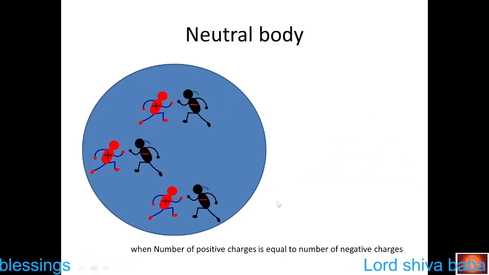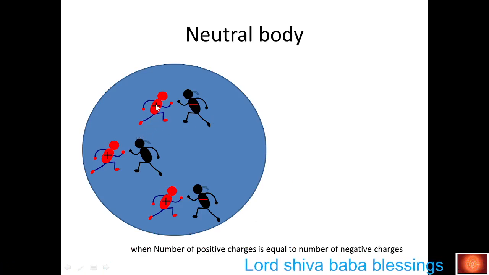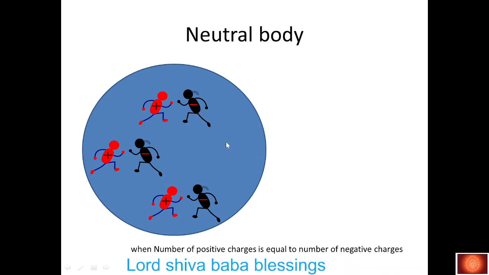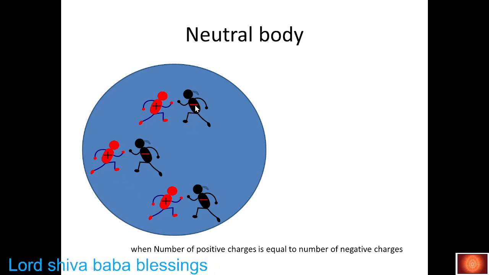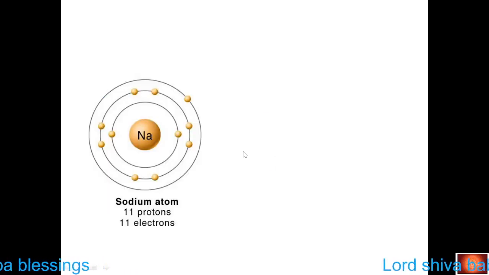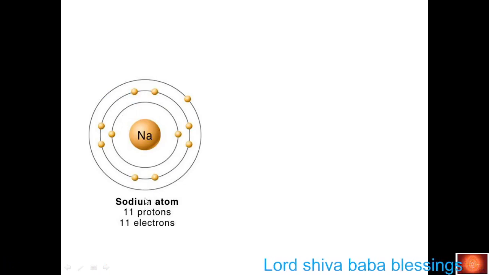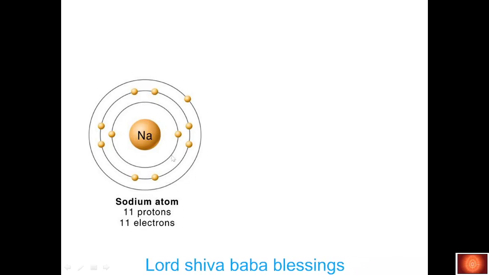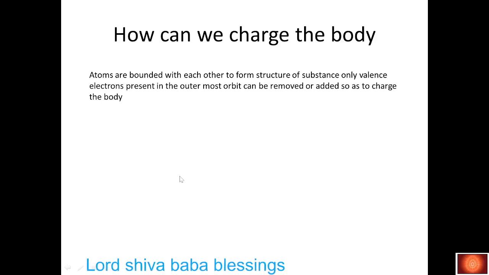Here is a neutral body. When the number of positive charges is equal to the number of negative charges, the body behaves as neutral. Here there are 3 positive charges and 3 negative charges, so this body is neutral. If we consider the sodium atom over here, there are 11 protons and 11 electrons. So this acts as a stable atom.